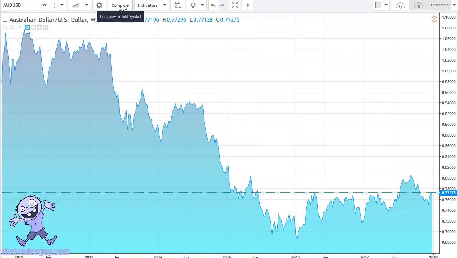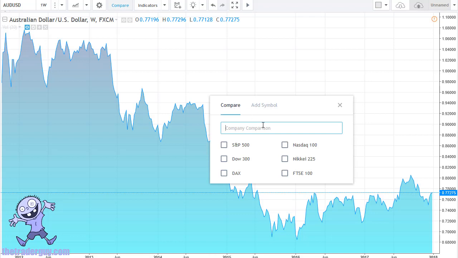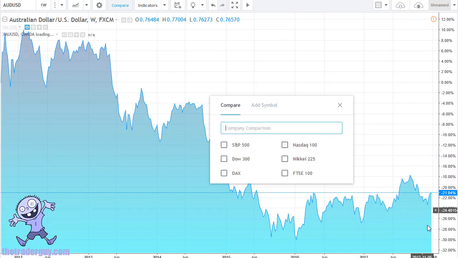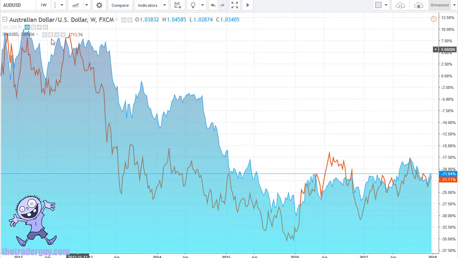So I'm going to click the compare button here. I'm at tradingview.com, excellent site for this type of thing. I'm going to type in the spot gold contract, and this is the CFD, but this will give you an idea. It's the red line, and you can see that in general, it doesn't move in lockstep, but it certainly moves in a very similar process. Going back to 2012, we have lost 21% in both the Aussie dollar and the gold markets. So clearly there is a correlation here.